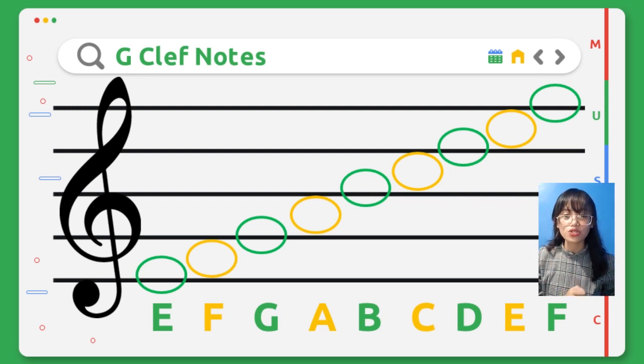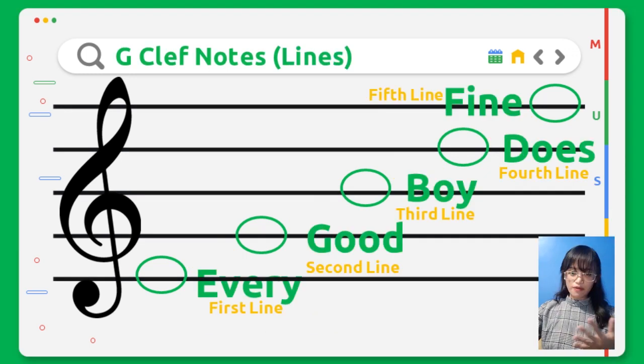Now, I'm going to show you a technique in order for you to remember it on your mind para mas mapadali nyo siyang ma-memorize. Okay? So, first, we're going to do it yung mga notes sa lines. Okay? So, we have this acronym na every good boy does fine. And, ito yung mga notes na yan na naka-indicate per line.